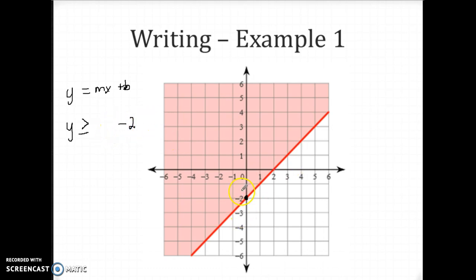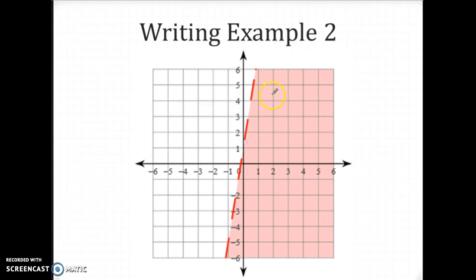Now I just need to calculate the slope. Up 1 to the right 1 has a rise of 1 and a run of 1, making our slope 1. In place of m, you could put 1, but again, just like the other equation, if there's a 1 in front of the variable, you don't have to write it. So y is greater than or equal to x minus 2.